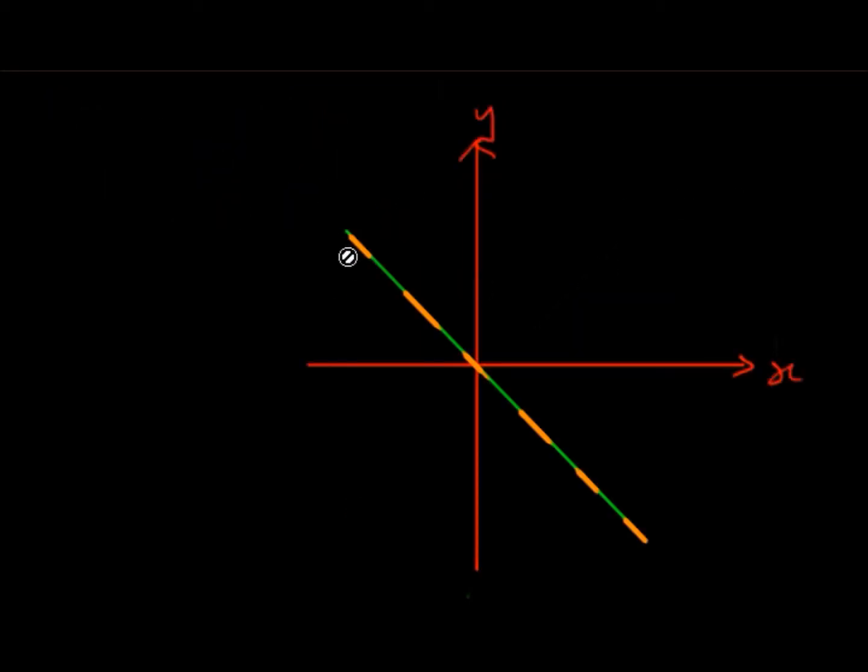Then the third one is when they're the exact same line. When they're exactly the same line, then every single point is a solution. So there'll be infinitely many solutions.